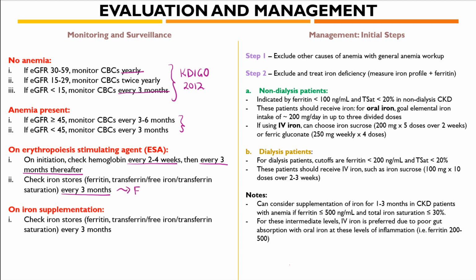The idea here is that when you give EPO, that's going to mobilize their iron stores as these patients start to wake up their bone marrow and make more red cells. When this happens, there's a higher likelihood of depleting the iron stores that you weren't utilizing before, and that's why you should check iron stores fairly frequently in these patients. And finally, if they're on iron supplementation but not on an ESA, you again check their iron stores every 3 months just to monitor their response.